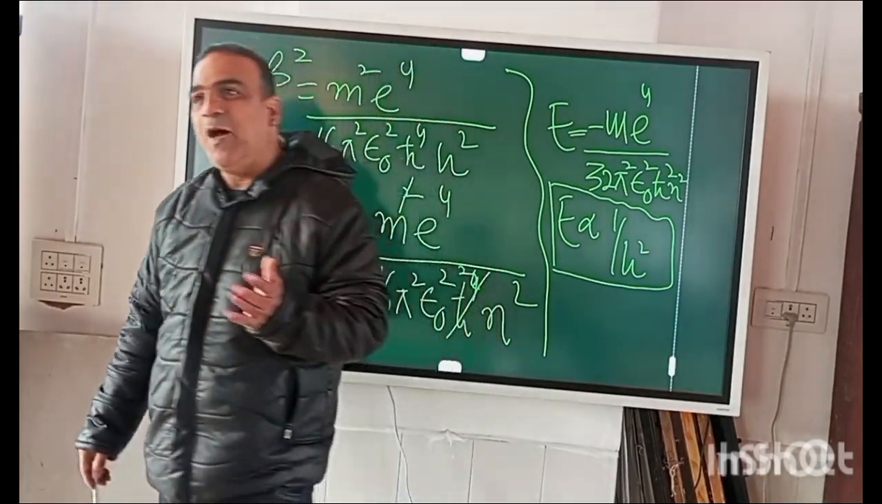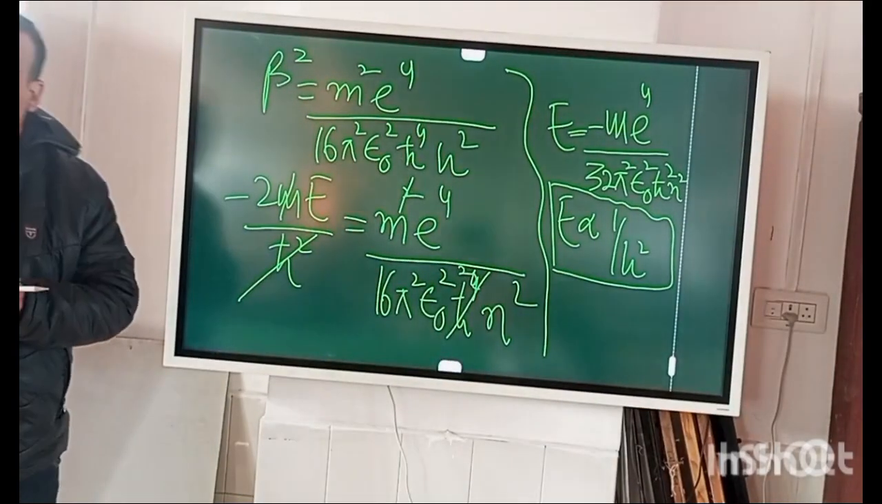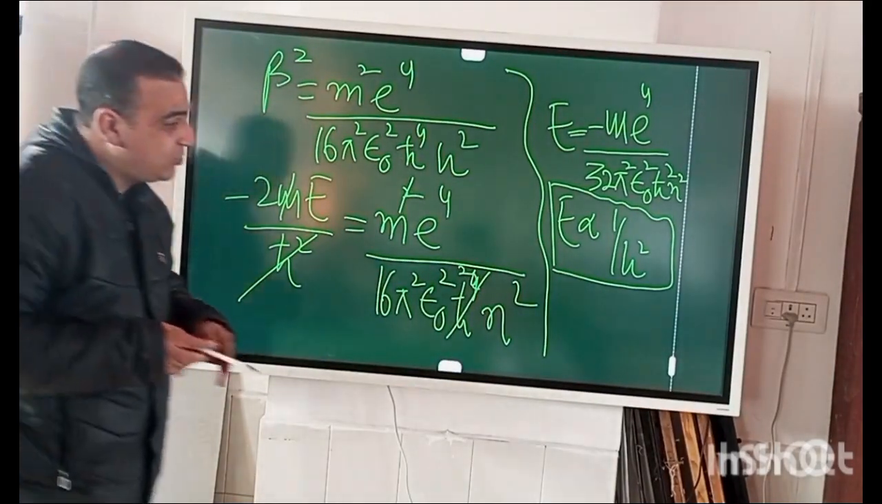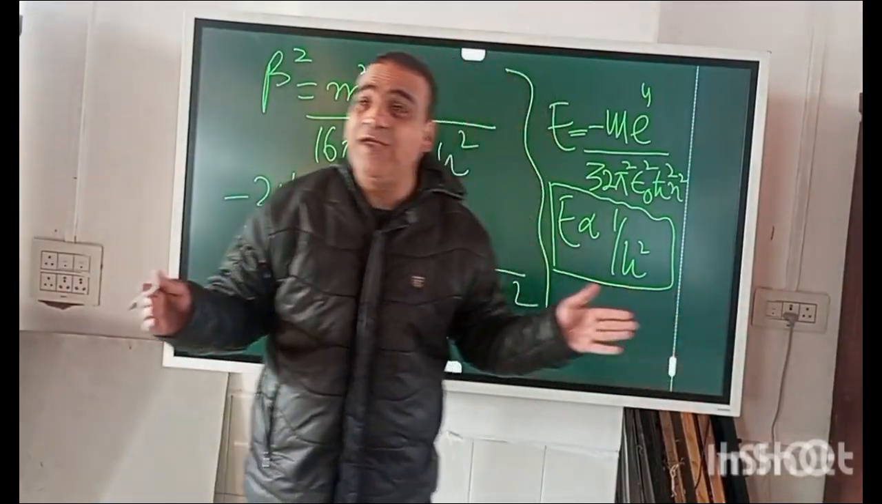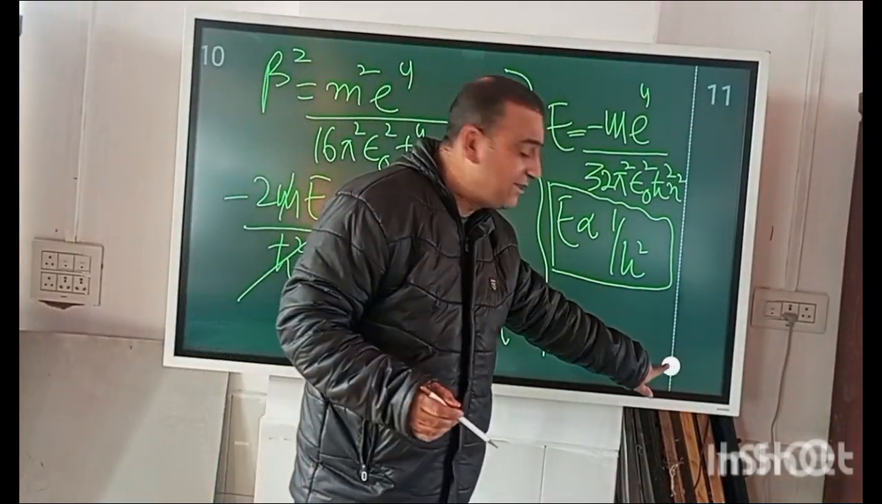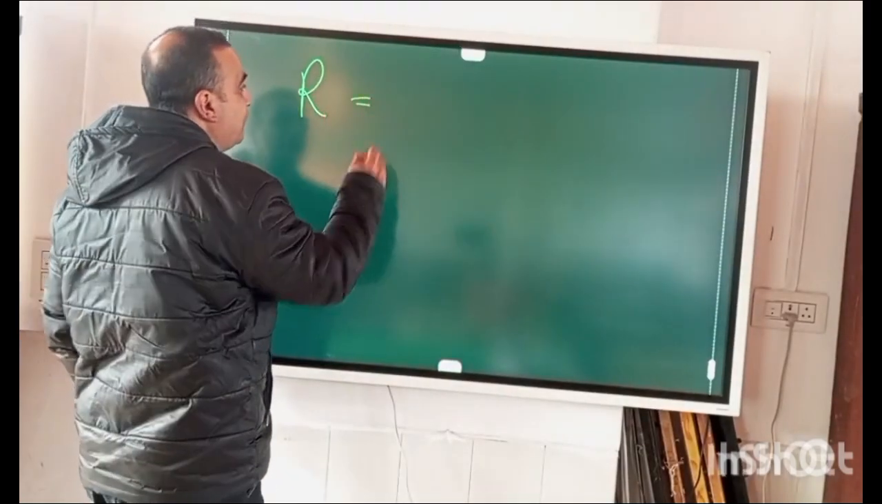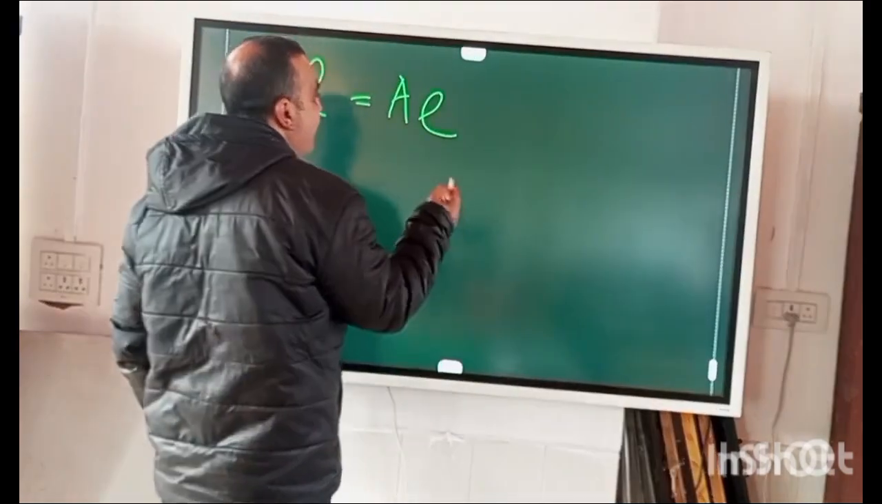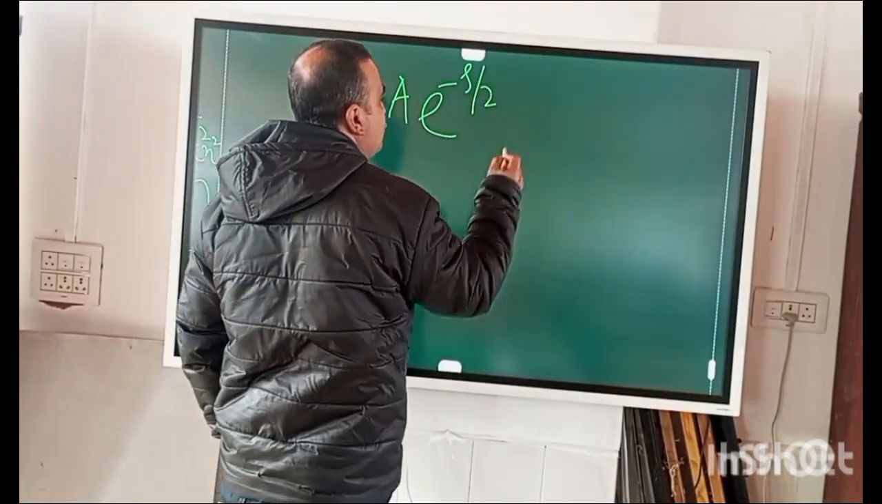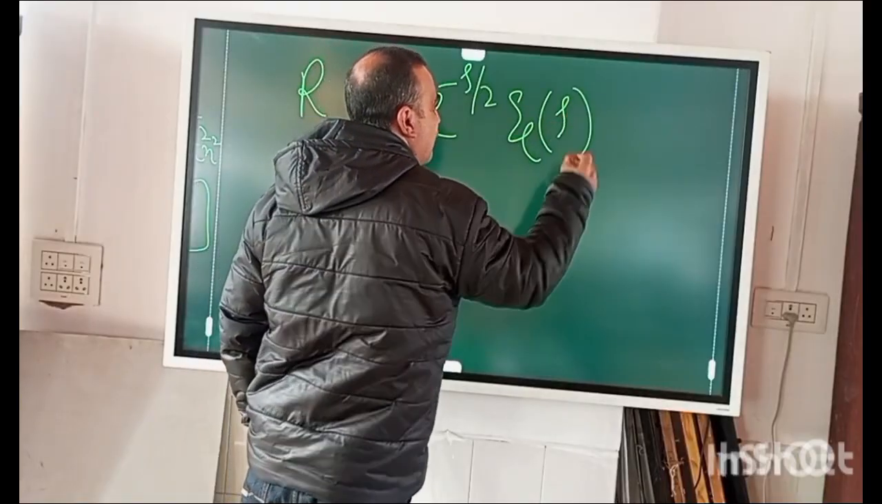And the next part: now we presumed a solution. What was that solution? We had a differential equation, and we presumed a solution. That was R equal to A e to the power of minus rho by 2. Then I used zeta of rho.